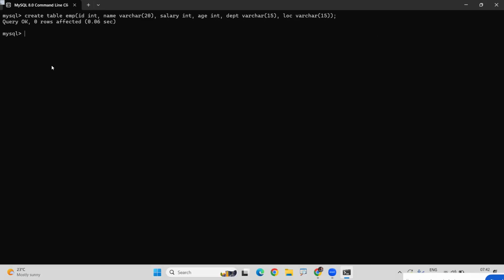After creating the table, we are inserting the records. Insert into employee values: ID, name, salary, age, department and the location. These many values we are inserting every time. Let me insert a few records.